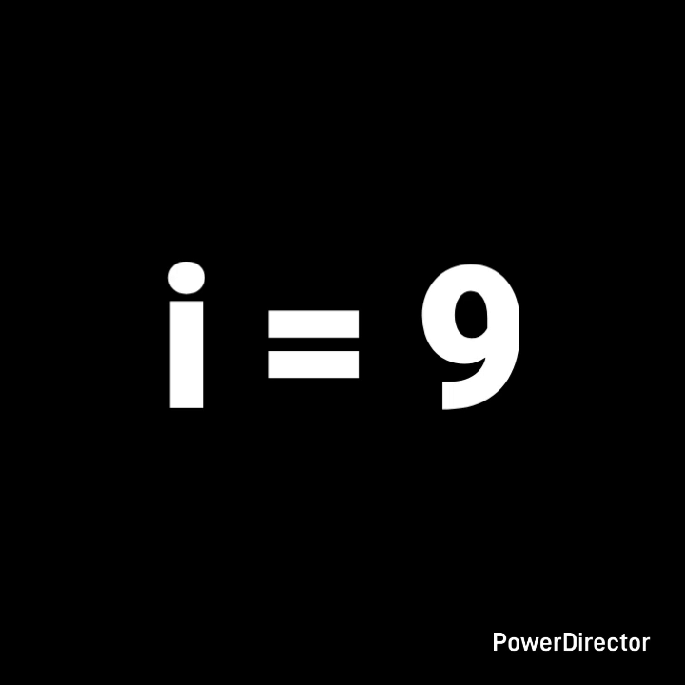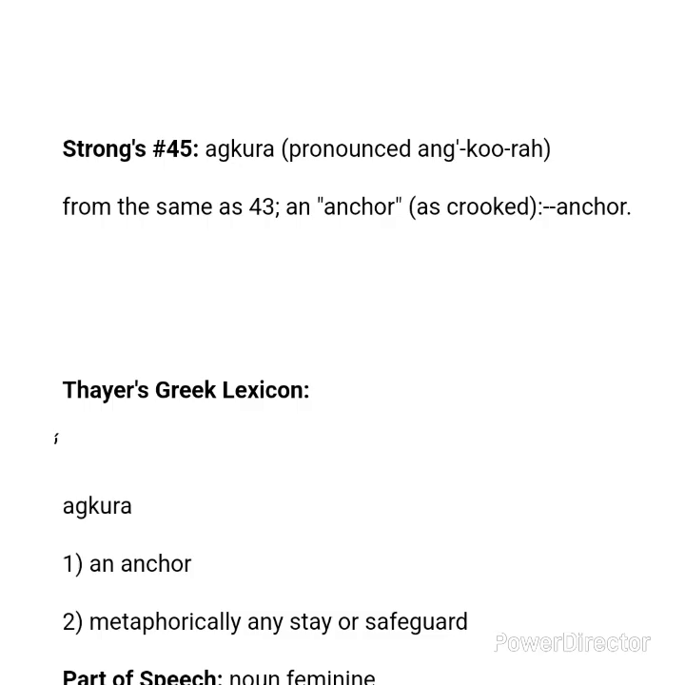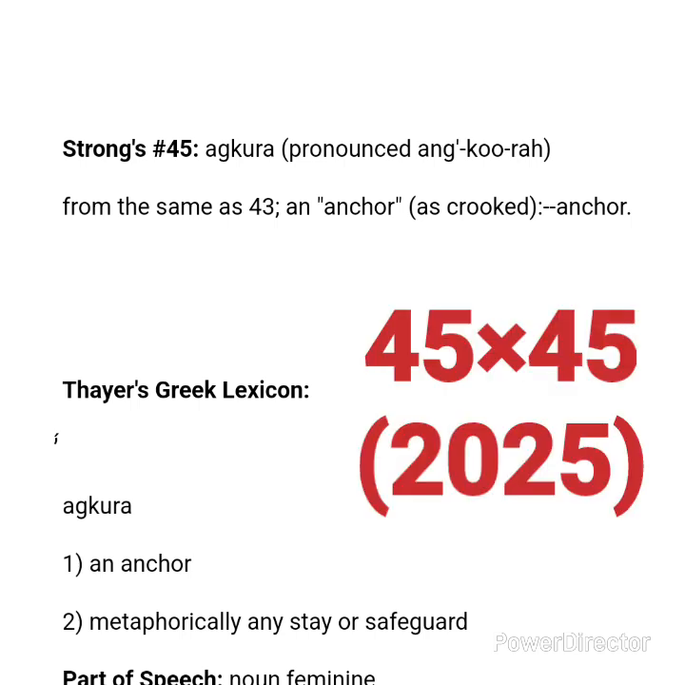So the final scene in the movie Twister was them anchored down. And Bill Paxton even says, let's anchor down with this. And the number 45 is anchor in the Strong's Concordance. Very interesting because 45 is the square root of 2025, because 45 times 45 is 2025.